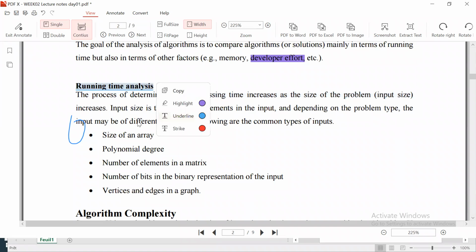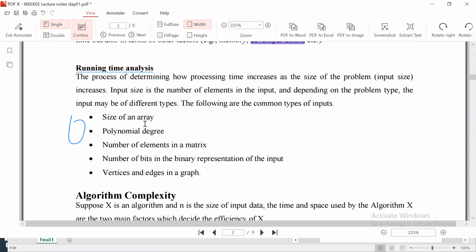So which is also very important, because when you look at your algorithm, you look at the beginning with few inputs. How is the algorithm running? What is the running time? And as the input is changing, how is it affecting the running time of the algorithm? So that is running time analysis.